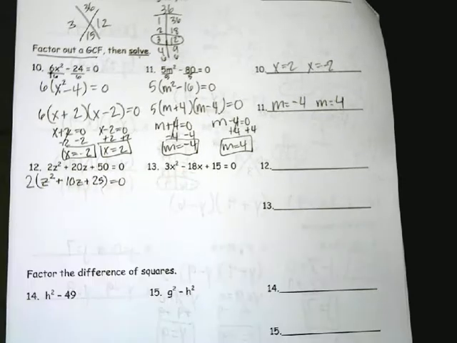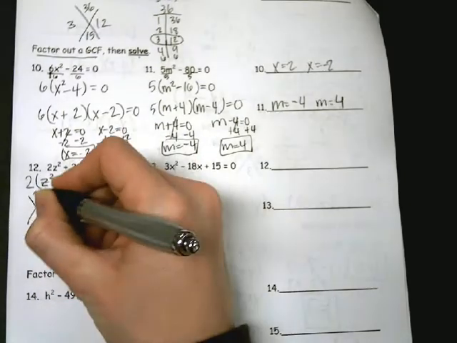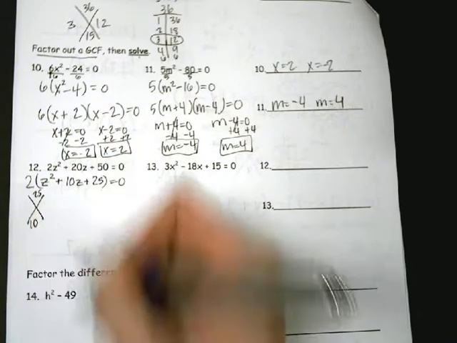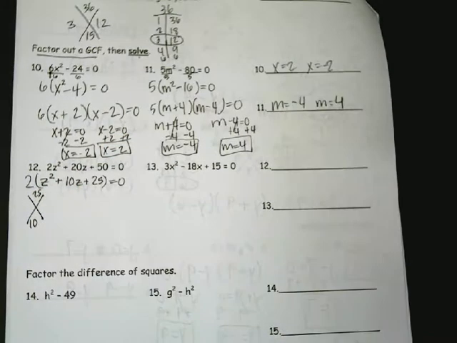Unlike the last two problems, this problem I now have 3 terms, so I have to factor the traditional way. Thinking what multiplies to give me 25 and adds to give me 10. In this case, it came right to me. I know that that's going to be a 5 and a 5. So I'm going to go ahead and write that down.